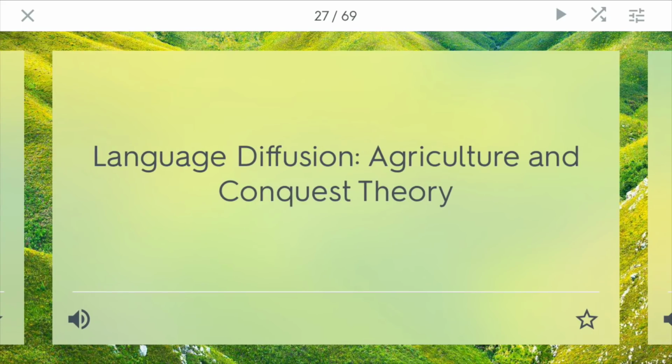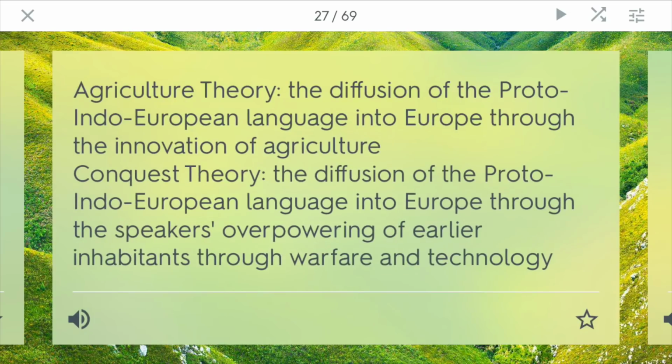Language diffusion. Agriculture and conquest theories were 2 theories that tried to explain how different languages spread across the world. So the agriculture theory said that the diffusion of this Proto-Indo-European language, the language that came right before the Indo-European languages, into Europe was through the innovation of agriculture. As people grew crops and moved more and traded, they brought these languages with them.